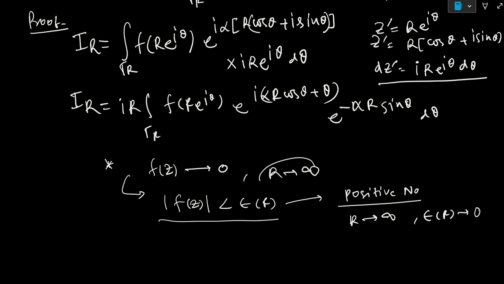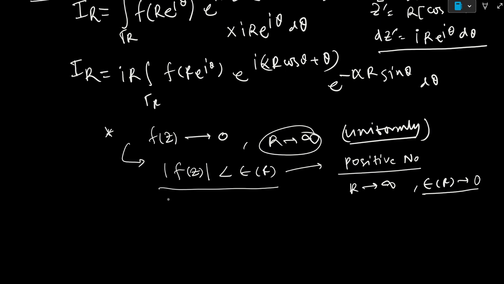That means when R tends to infinity, this mod value of f(z) will be less than some infinitesimally small value, because ε(R) also tends to 0. The mod value of f(z) will be less than that infinitesimal value. That is the way to say that f(z) will uniformly tend to 0. This is the mathematical expression you have to use.